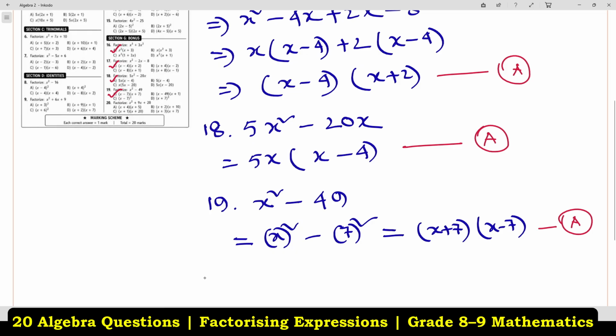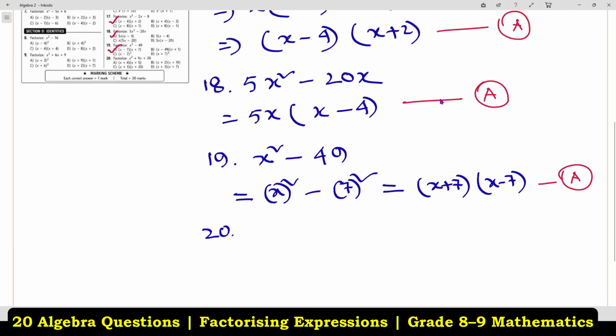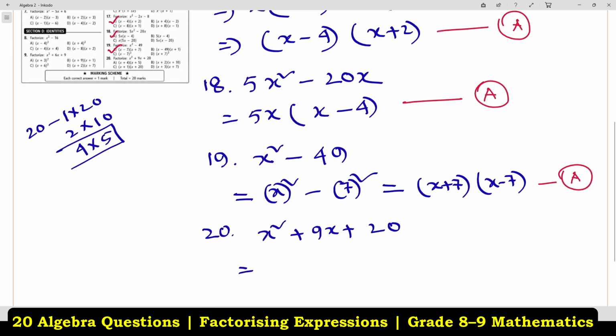And today's last video and this mathematics test last part, it means question 20. Here is x square plus 9x plus 20. So look, 20 can be written 1 times 20, 2 times 10, then 4 times 5. Look, 4 plus 5 also 9.